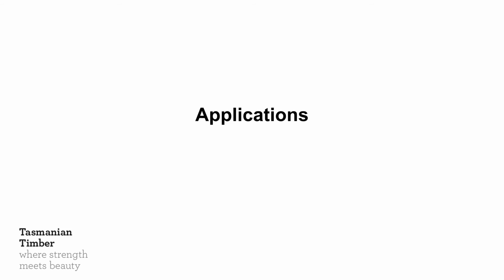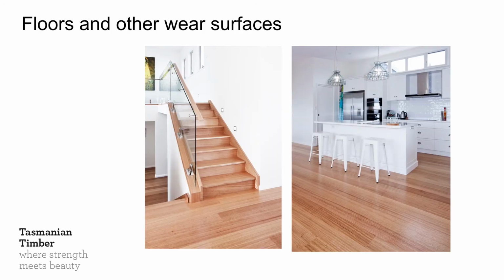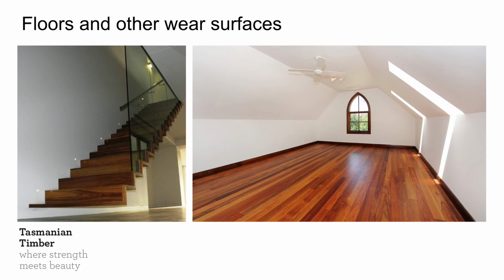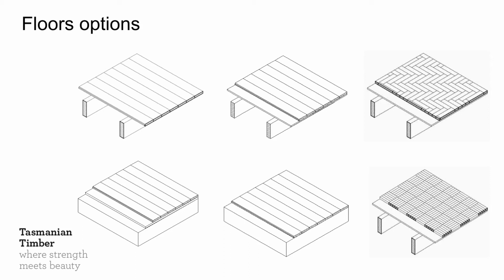So if we look at applications, floor and wear surfaces are always obviously important applications. A lot of Tasmanian material ends up in floors. This is sort of like a relatively conservative, non-architect solution. This one is a little bit more specky. This is a blackwood floor. You can see quite significantly different colour, much richer colour in the surface. There are lots of different options for the floor.